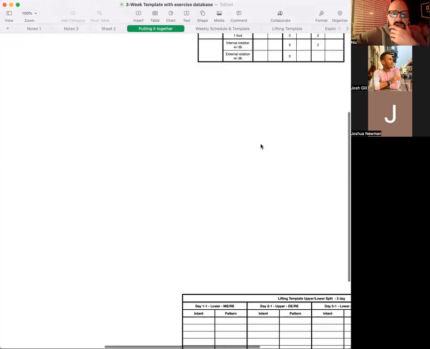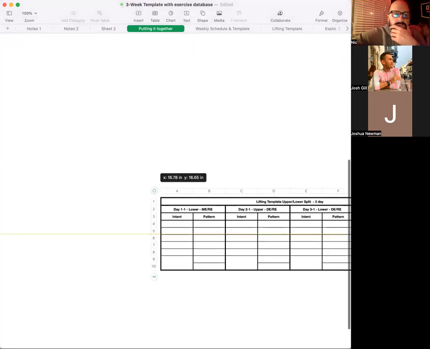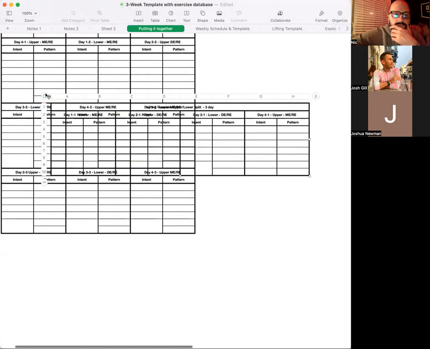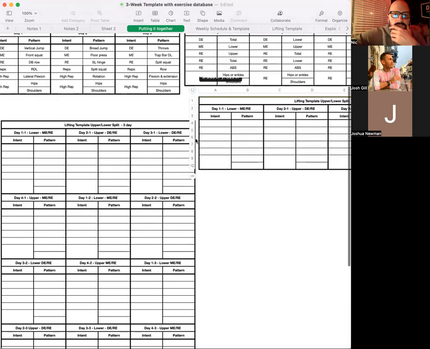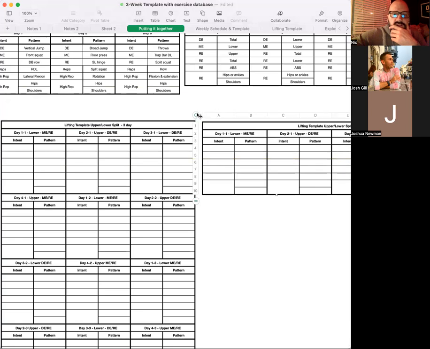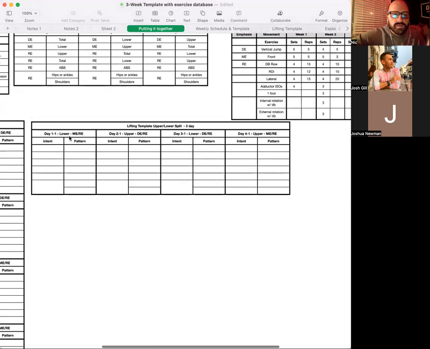The other way to set it up would just be like this. This would just be your normal 4-day split with a week. Okay.